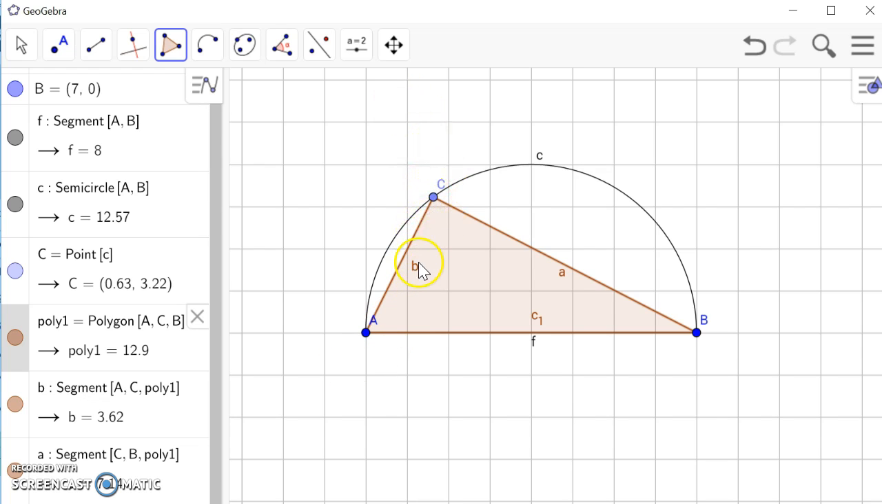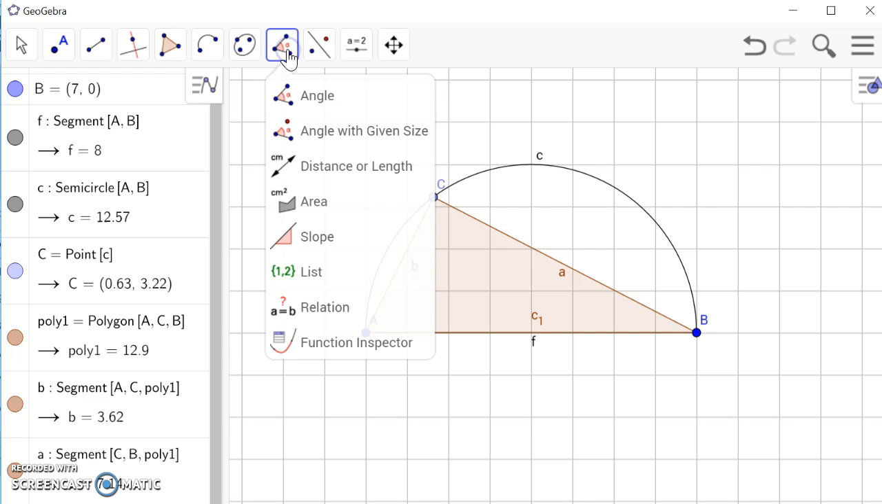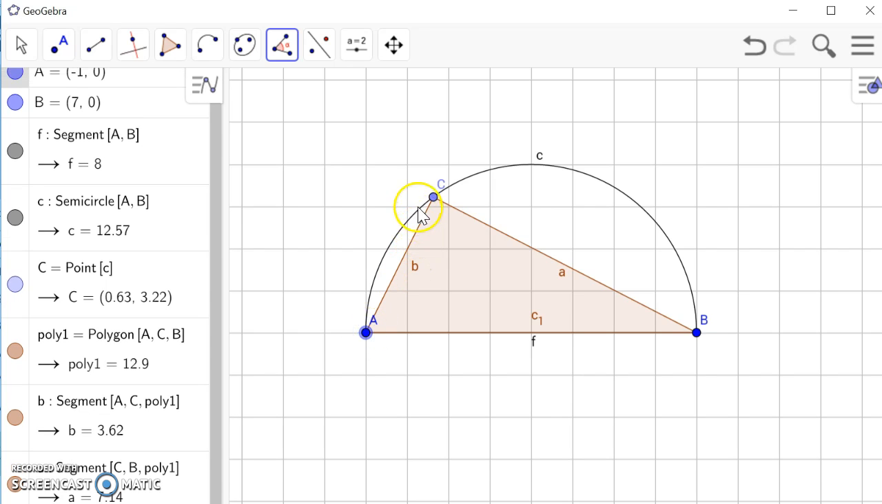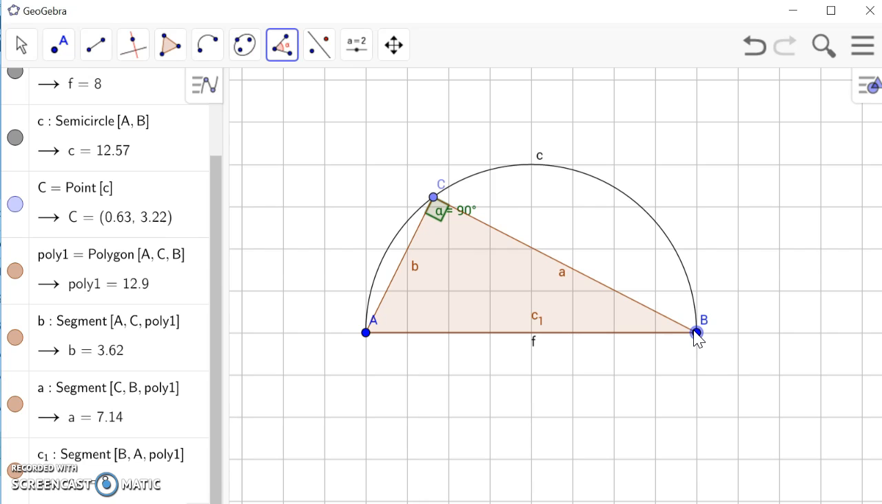Let's find the measure of angle ACB here. So to do that, we'll select the angle icon and go from angle A to C to B. Oh, look at that. We can see that the angle that we have chosen is 90 degrees.